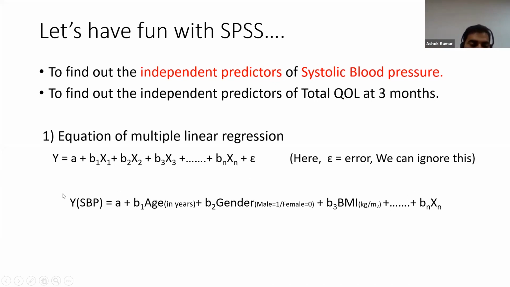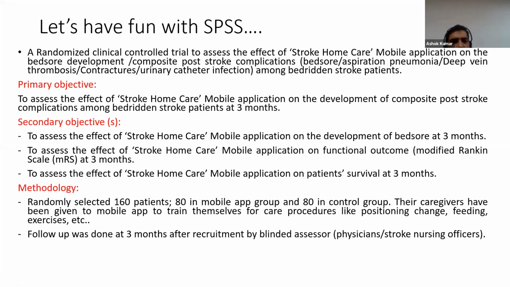It is called multiple linear regression: there is one quantitative dependent variable and more than one independent variable, maybe quantitative, maybe categorical. Okay. Let's have fun with the second example, Cox and logistic regression.